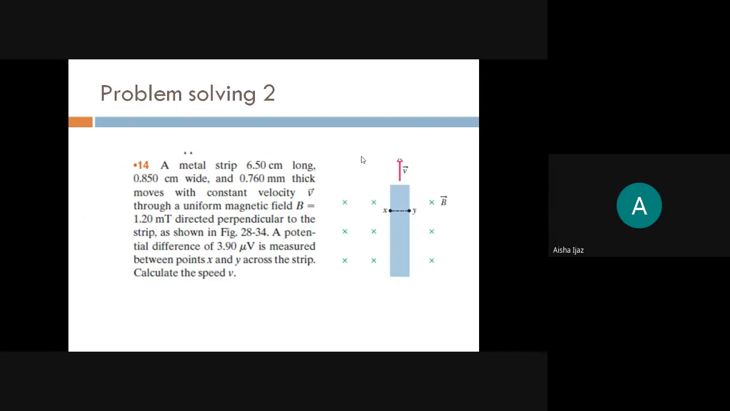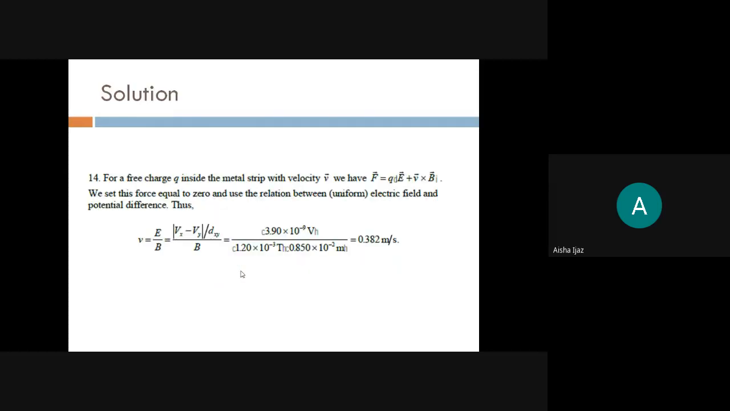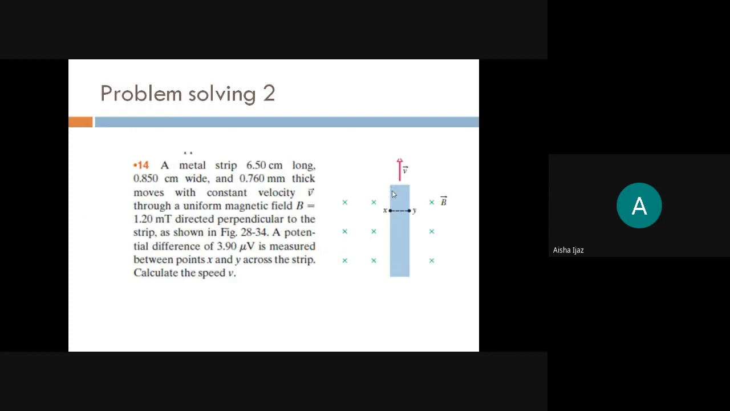Again, the same thing. You have a metal strip, length, width, and thickness are given, moving with a constant velocity, and the B field is also given. Potential difference is given. You have to calculate the speed. Again, the same formula you will use when the equilibrium condition is obtained. You have the speed formula related with E and B, like in the velocity selector, E divided by B. And what is E? That is the electric field, which is basically the potential difference divided by d, and d is the distance shown in the figure, and B is also given. So the potential difference is given, B is given, and this width d is also given here. That is basically 0.850 centimeter. So just substitute it here.